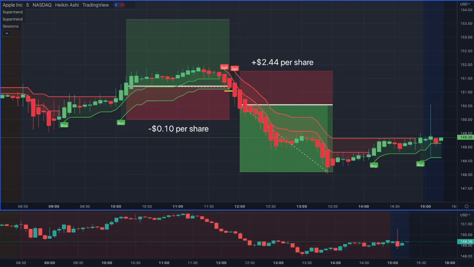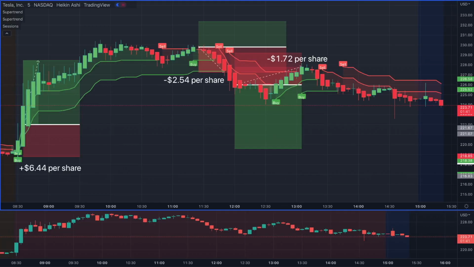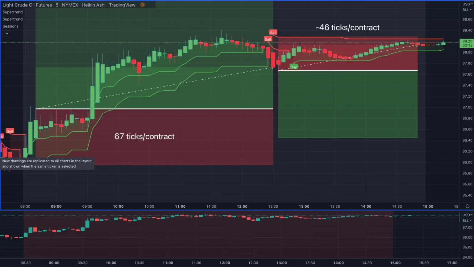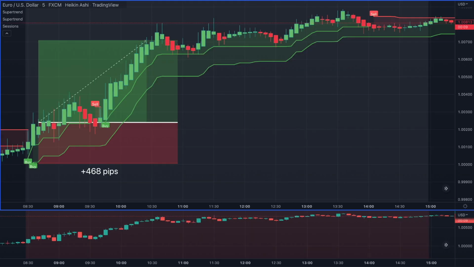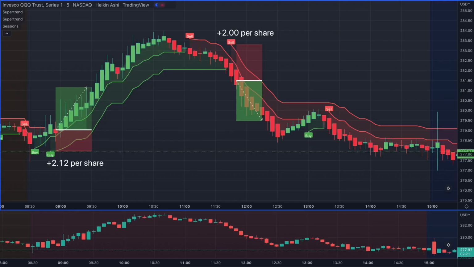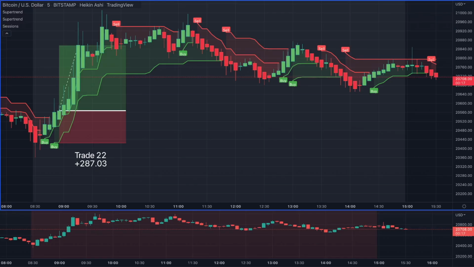I put this strategy to the test on Apple and Tesla stocks, the NASDAQ and crude oil futures, as well as the Forex Euro US dollar and the US dollar Swiss franc, and just for the fun of it we threw in the QQQ ETF, all showing promising results. This Supertrend strategy shows great promise and is definitely worthy of consideration, but be sure and thoroughly test it yourself in a paper trading scenario before putting any real money at risk.